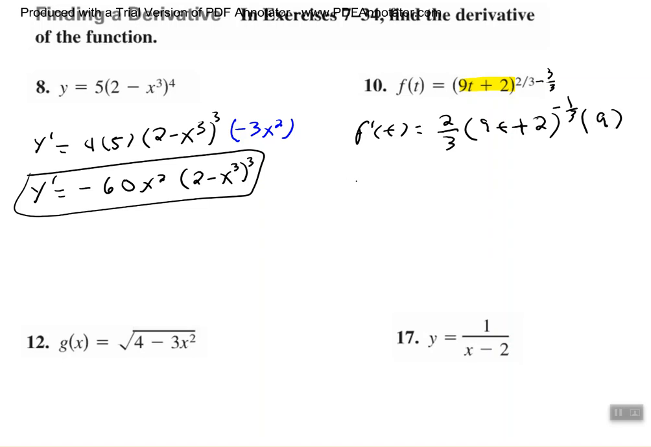Then let's clean it up just a little bit. And I think the computer does allow negative exponents. I normally make my negative exponents positive when possible. So 2/3 of 9, 3 goes into 9 3 times, 2 times 3 is 6, over 9t plus 2 to the positive 1/3.